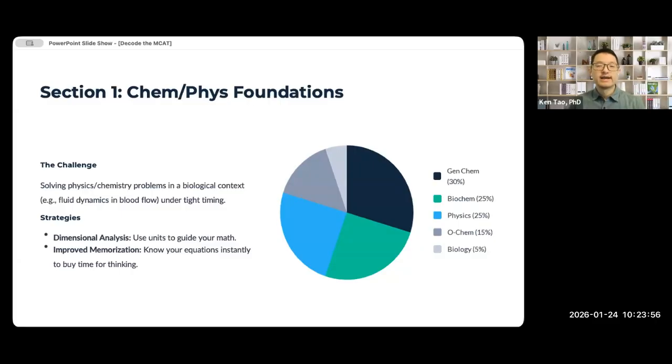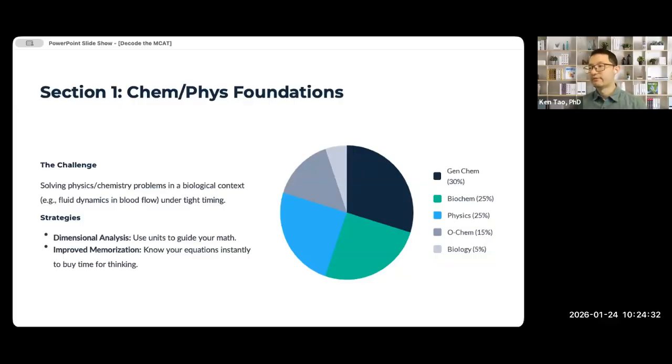And it's not to say that there aren't strategies, right? I'm presenting to you the challenges of why it's hard to score well in the Chem Phys section, but it's also important to think about what you can do to succeed in this section. One of these things is dimensional analysis, right? I talked about how sometimes in the Chem Phys section you might forget an equation, and dimensional analysis can really save you if you know what the units are and can figure out how to piece together the different variables to get the actual equation you need.